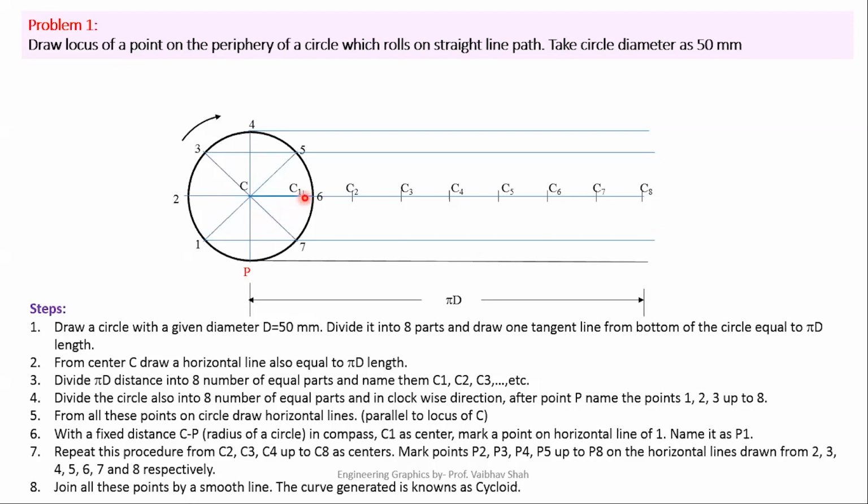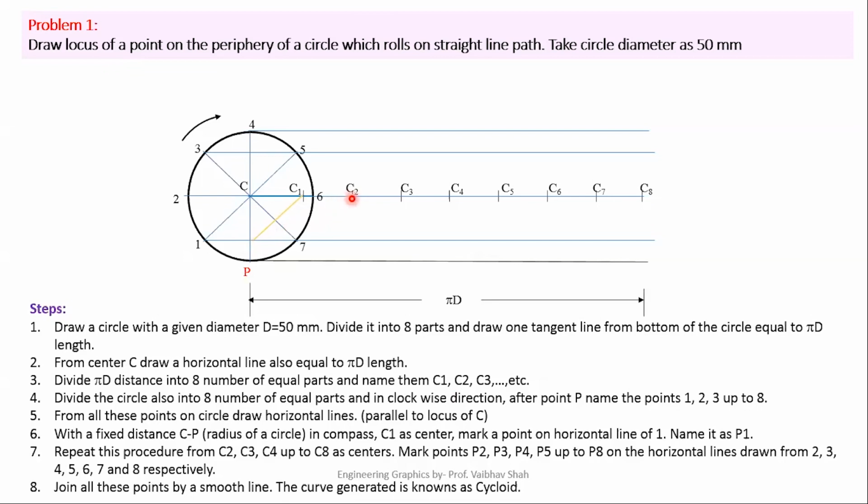Now put your rounder at center point C1, and whenever we are using center point C1, we'll try to cut the line of point number 1. So this is point number 1. Let us cut this line of point number 1 somewhere here. So we have cut this line of point number 1 here. We will get one point, which is nothing but your point number P1.